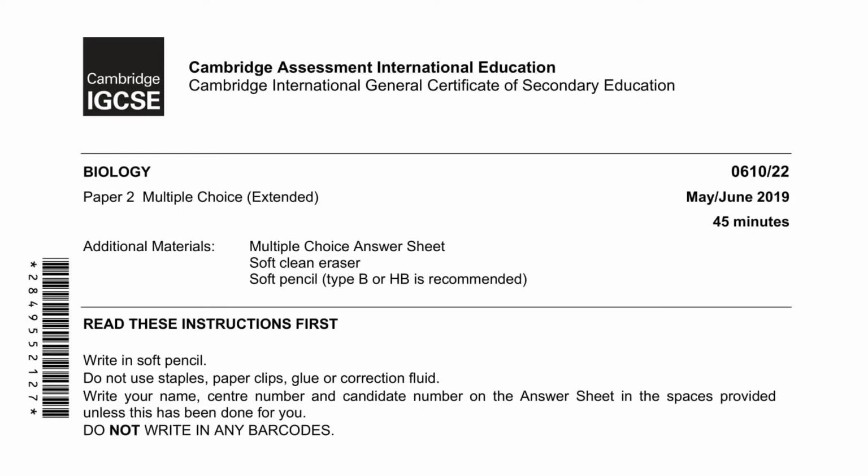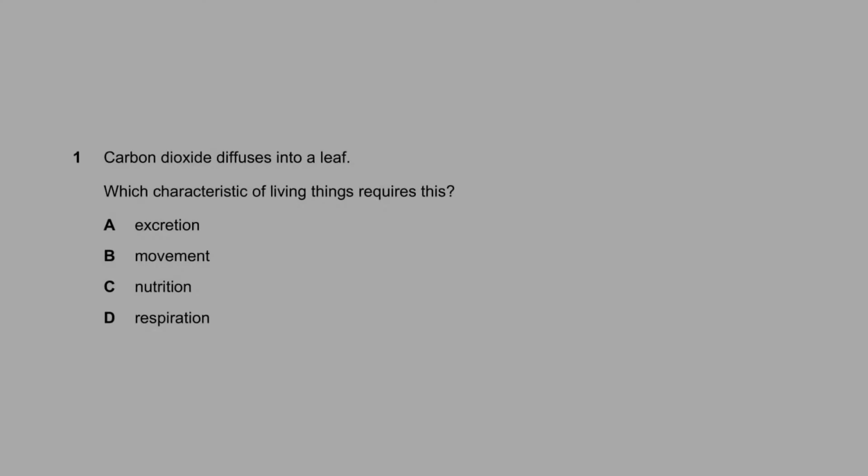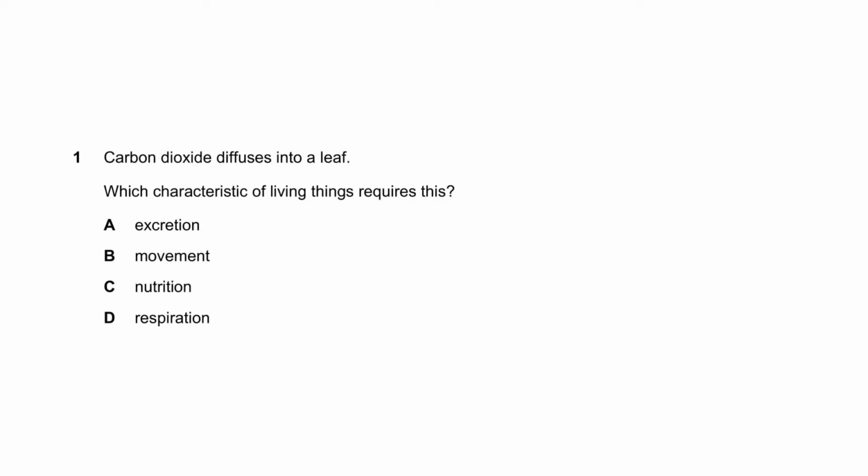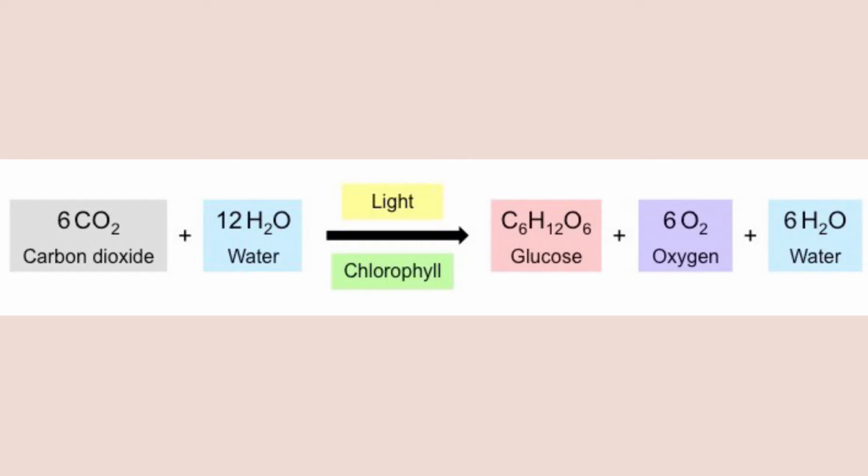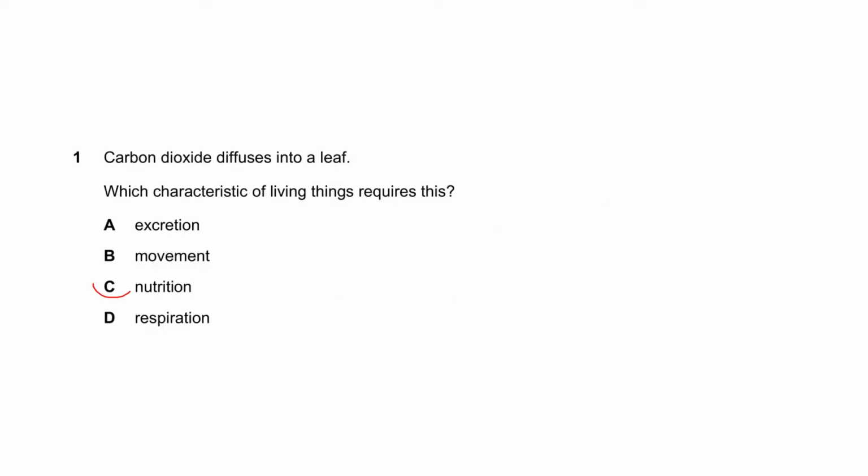Today we'll be solving IGCSE Biology Major in 2019, paper 22, so let's get started. Question 1 says carbon dioxide diffuses into a leaf. Which characteristic of living things requires this? Plants use carbon dioxide in photosynthesis. The formula for photosynthesis is... now this right here is glucose, which is food for the plant. So the answer is C, nutrition.